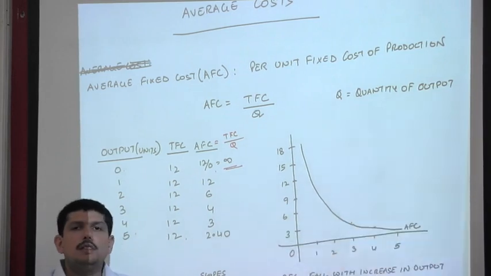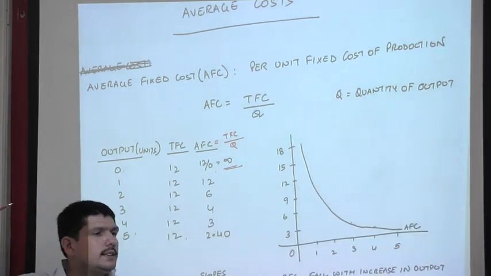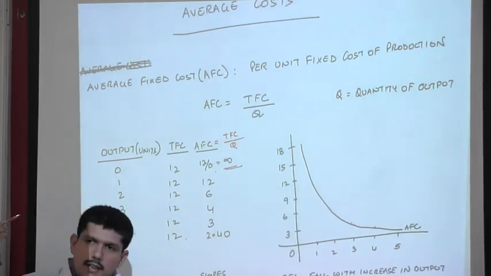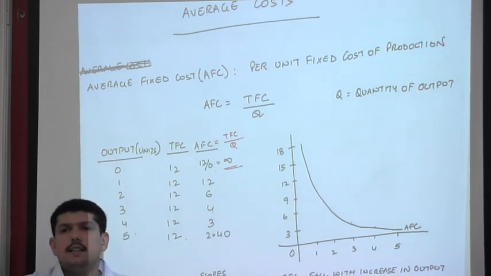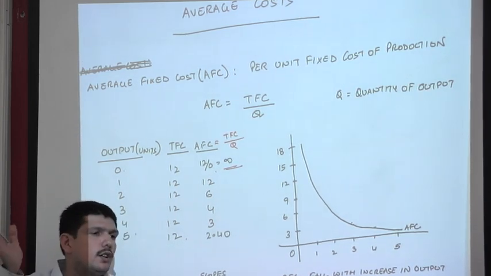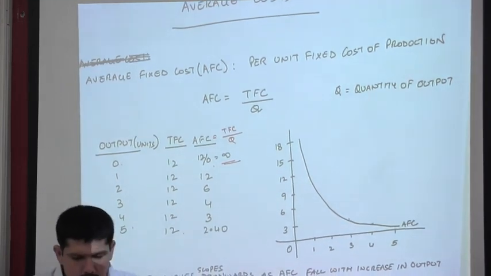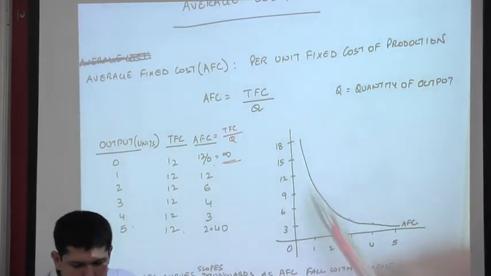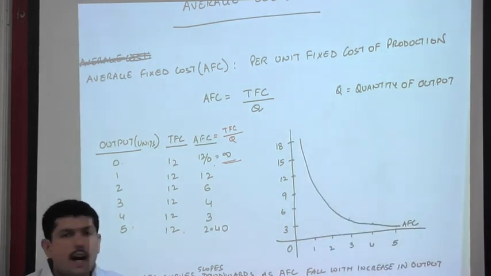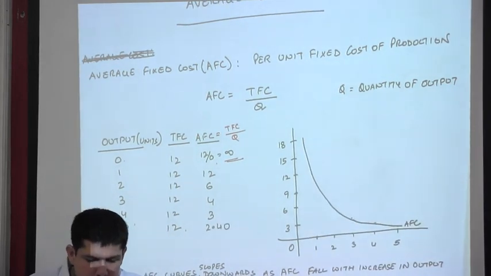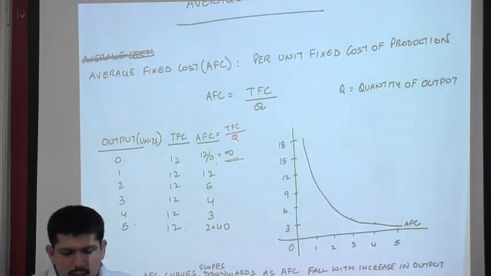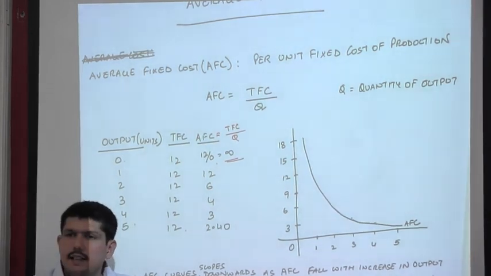Why? Because the numerator is remaining the same and the denominator is increasing. So as production increases, our average fixed cost keeps on falling, right? So when we plot this on a graph, we see that the average fixed cost curve is a rectangular hyperbola, right? So the AFC curve slopes downward as AFC falls with increase in output.